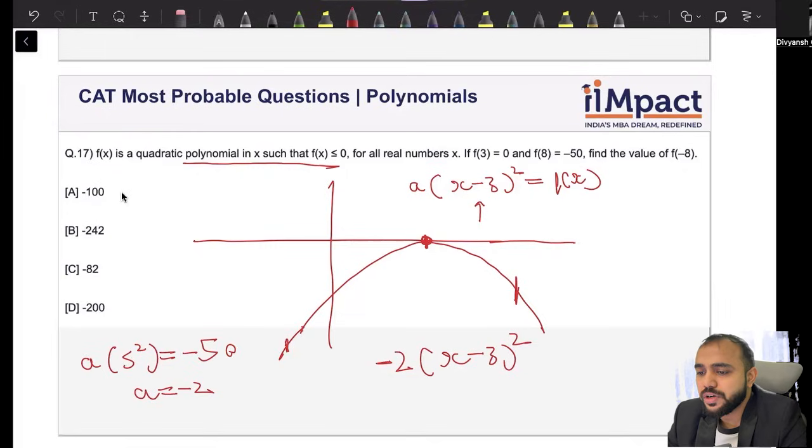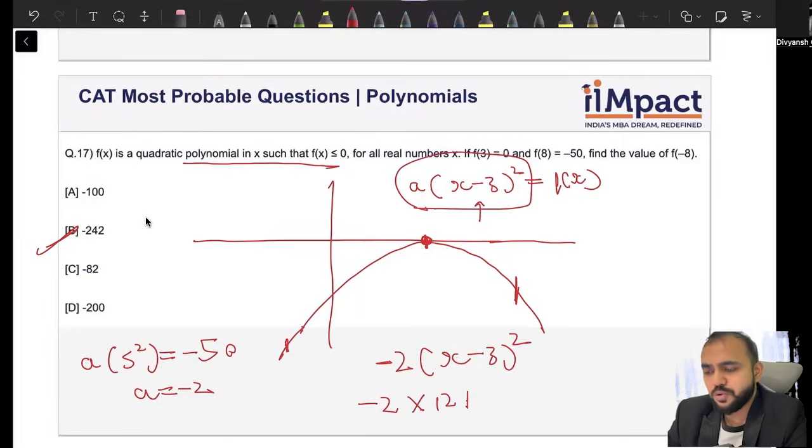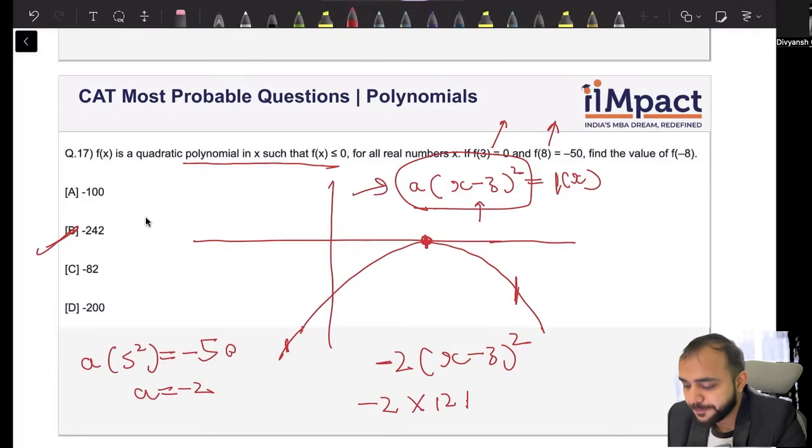Now I can just put x is equal to minus 8. I will get minus 2 into minus 11 whole square, which is 121. So minus 242. Your answer for question number 17 is going to be B, minus 242. So this was a critical step. You could have gone with the x square plus bx plus c. You could have put x is equal to 3 and output is 0, x is equal to 8 and output is minus 50, but that would have been lengthy. This is much more straightforward.